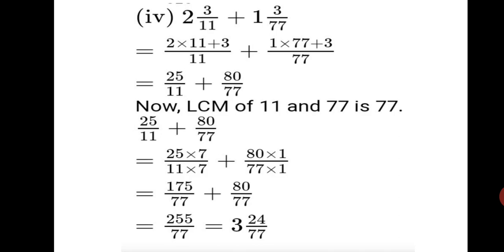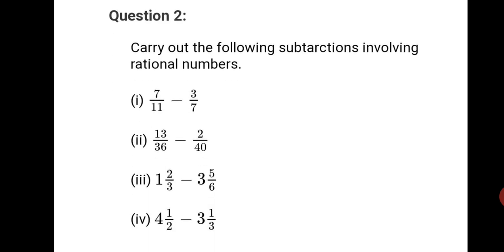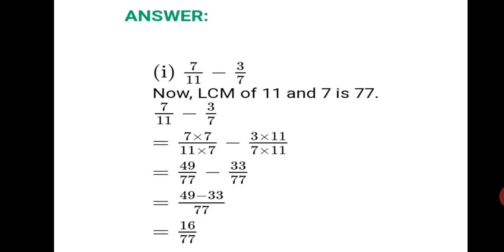Now let's move on to question number 2. Carry out the following subtractions involving rational numbers. Okay, let's do them one by one. First, 7 upon 11 minus 3 upon 7. Now we know that LCM of 11 and 7 is 77. So we multiply accordingly. 7 upon 11 multiply by 7 in numerator and denominator both.